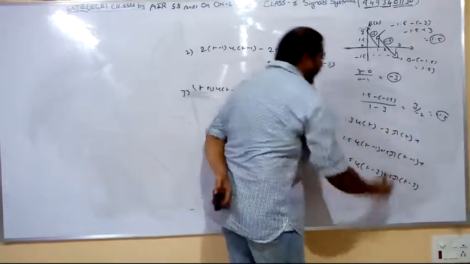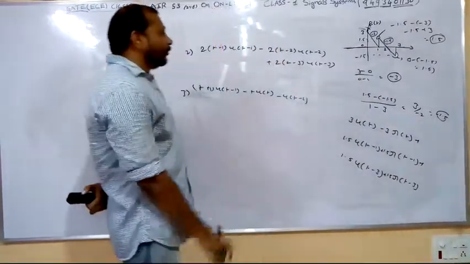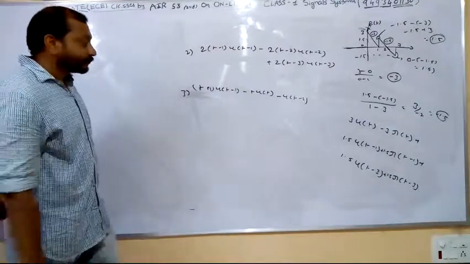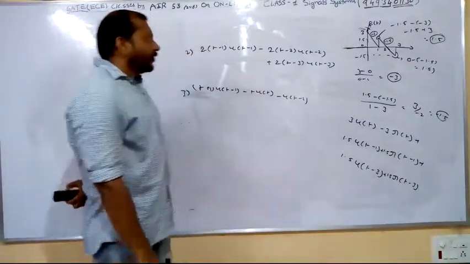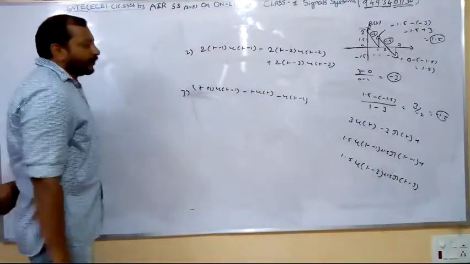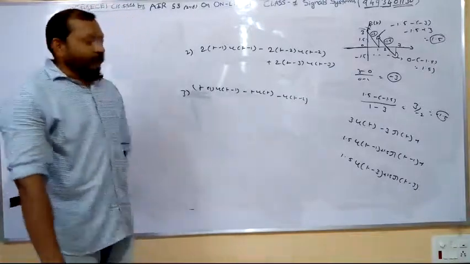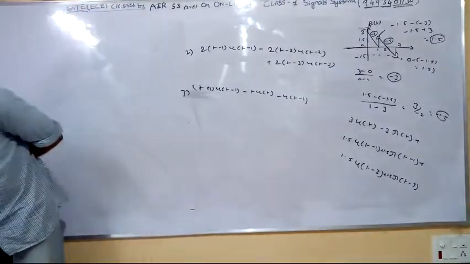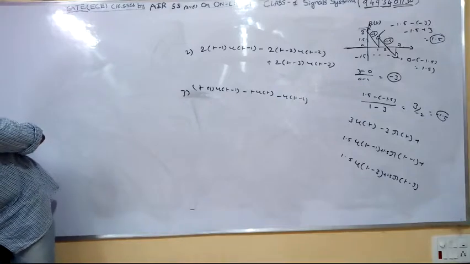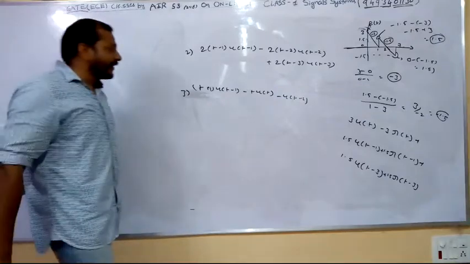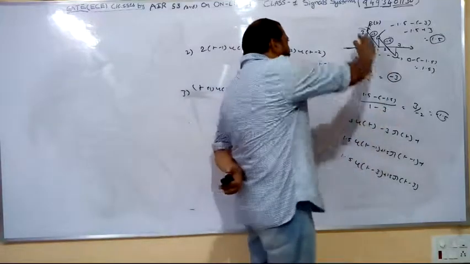This is the expression for this signal: 3 into u of t minus 3 into r of t plus 1.5 into u of t minus 1 plus 1.5 into r of t minus 1 plus 1.5 into u of t minus 3 plus 1.5 into r of t minus 3. Like this, we have to write the expression from the given sketch.